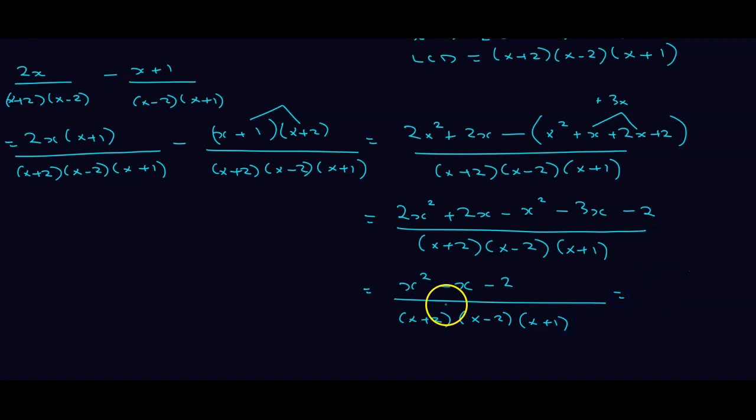So let's go ahead and simplify this. This is going to give us x minus 2 multiplied by x plus 1 over x plus 2 multiplied by x minus 2 multiplied by x plus 1. And now we can cross out common terms. So x minus 2, we have a common term down here. x plus 1, we have a common term down here. So this is going to be 1 over x plus 2.